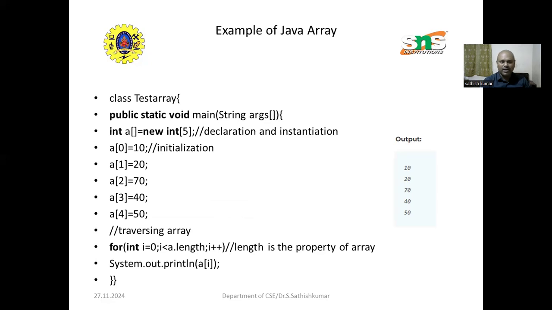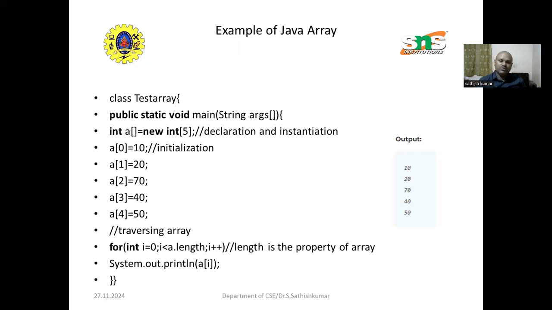Class TestArray. What is the meaning of this? We have an array named a which holds 5 elements. We are going to store 5 elements. That is the meaning. Public static void main String args, then int a equals new int of 5. Declaration and instantiation are done in a single line, where the memory is allocated and the size is marked with a limit of 5.